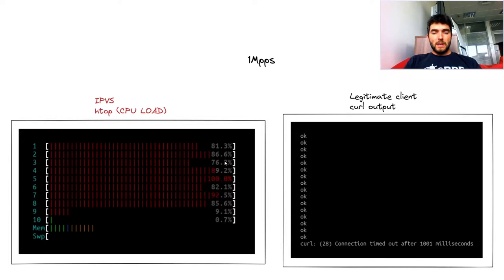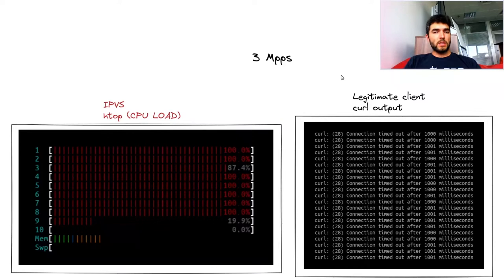But as you can see, one core was already reaching its maximum, and it means we expected to see some packet drops. That's what happened at the legitimate client output window. So there was a connection timeout from time to time, which was not that often. It was not yet a total maximum of IPVS, but when we went higher to 3 million packets per second, that was the end of IPVS.